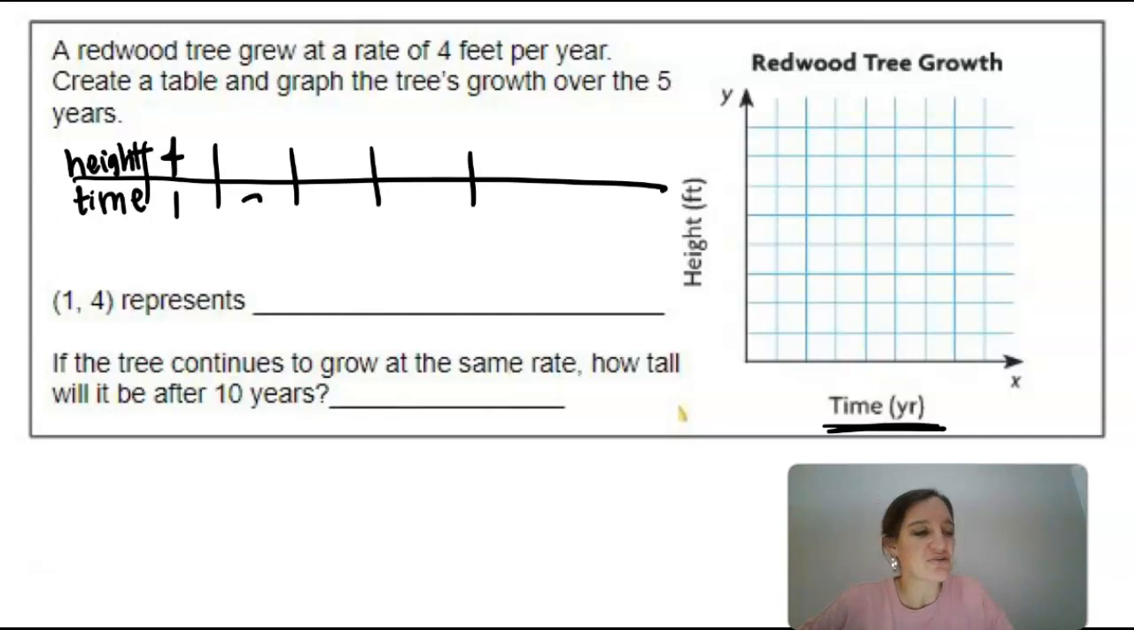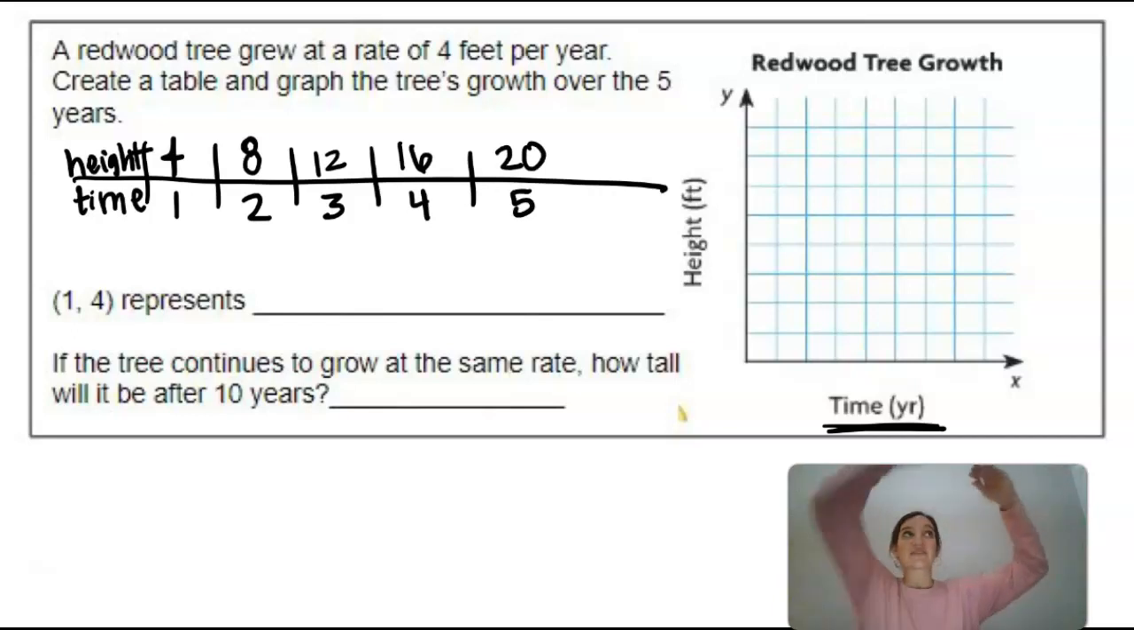So that means in 2 years, it would be 8 feet tall. Wow. In 3 years, I'm going to add another 4 feet, correct? So that would be 12. 4 years, add another 4, that would be 16. And 5 years, that would be another 4 feet, which would be 20 feet tall. That's like 2 basketball hoops on top of each other. Pretty impressive. So now to graph it, I am going to use these numbers down here for my x-axis.